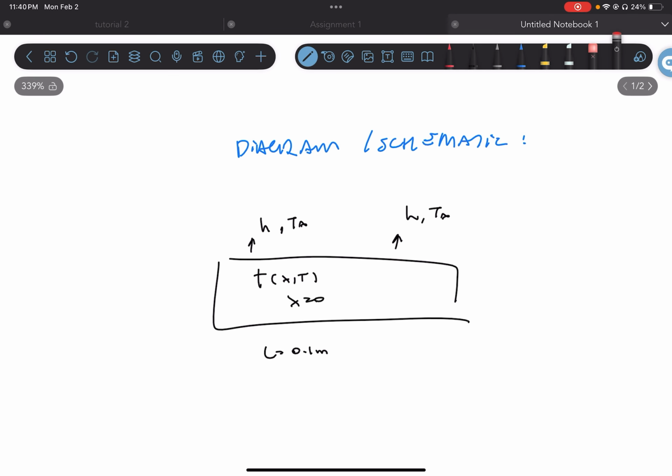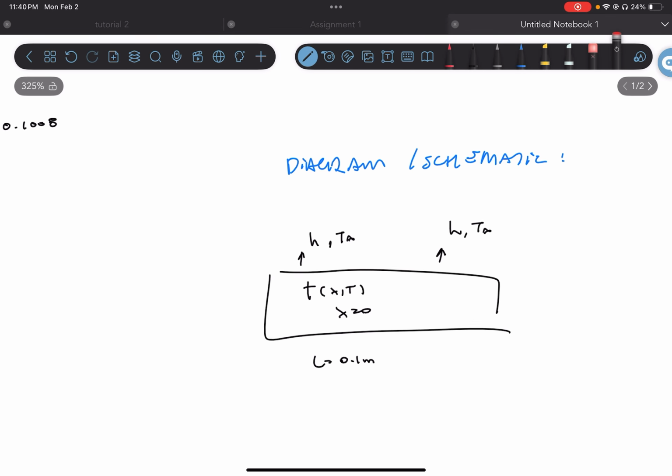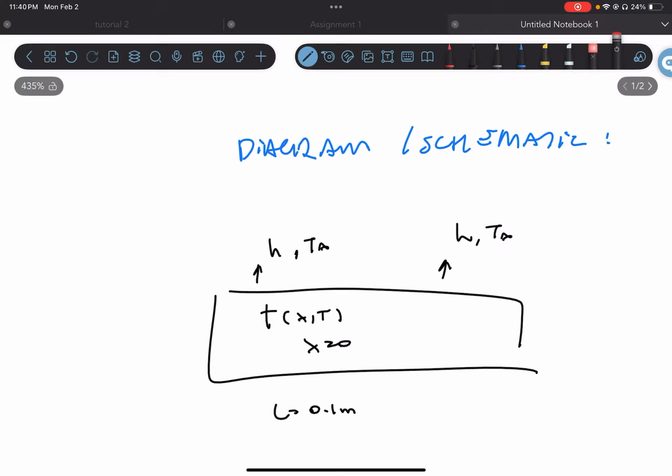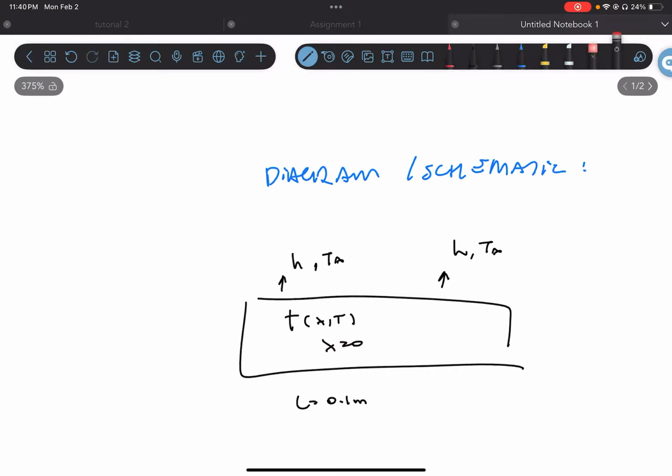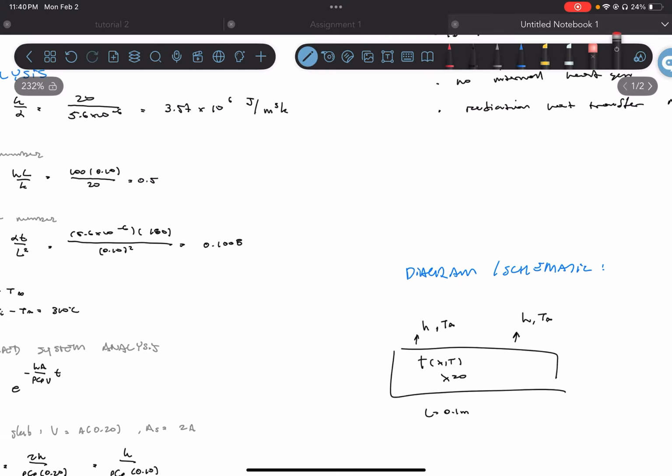To start, this is a diagram of the whole problem, where it's listed with the H and T infinity right here, which is the outside. Length is 0.1, and inside we're taking X as equal to 0, which is the wall boundary condition.